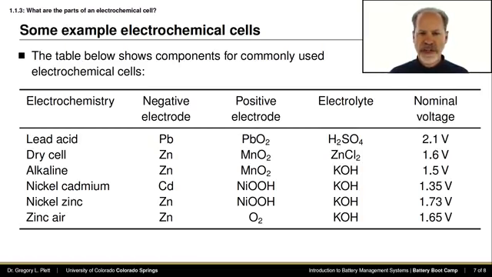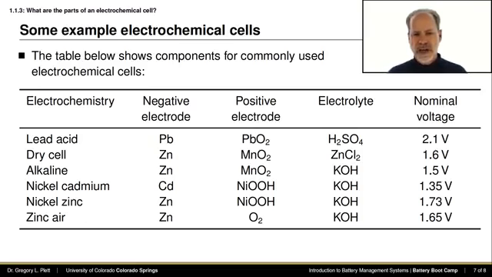Looking at the table, you can also see something that is commonly known as a dry cell. It has a zinc negative electrode, a manganese oxide positive electrode, and a zinc chloride electrolyte. And the nominal voltage for the cell is 1.6 volts. In a lot of applications, we can replace a dry cell with an alkaline cell, and it will still work because the nominal voltages are very similar.